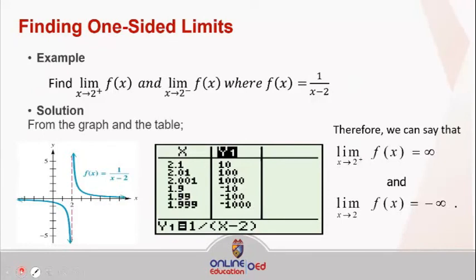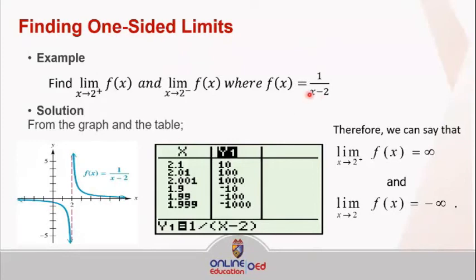Okay, for this graph, we have the finding one-sided limits. Ang example natin dito is we have to find the limit of f of x where x is approaching to positive and the limit of f of x where x is approaching to negative, where yung f of x natin is equal to 1 over x minus 2. Since yung sinasabi natin dito is yung limit of positive, ito siya, itong line na to. And for the limit where x is to negative, ito siya. Since ang positive natin is yung right hand and yung negative natin is yung left hand.